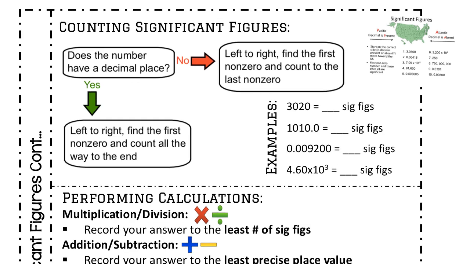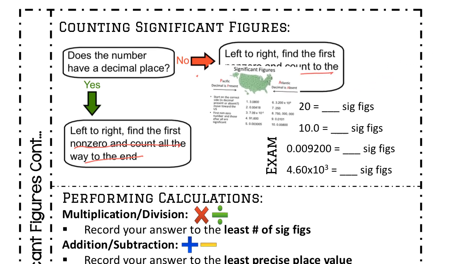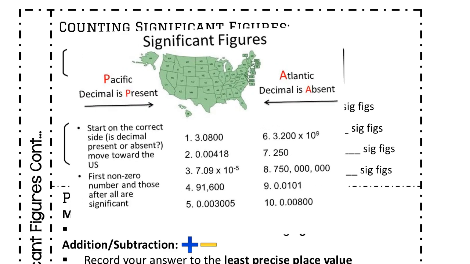The first question you ask yourself is, does the number have a decimal place? If no, then you're going to find the first non-zero number and you're going to count to the last non-zero. Basically, you count until you run out. If your number has a decimal place, you're going to go from left to right, find the first non-zero, and count all the way to the end. So this is the other diagram that you probably remember better. Let me just make this bigger.